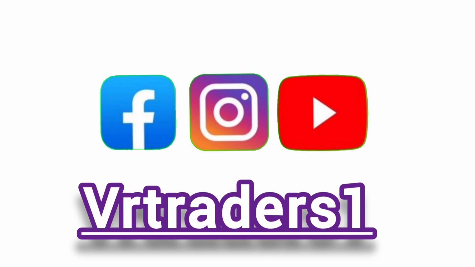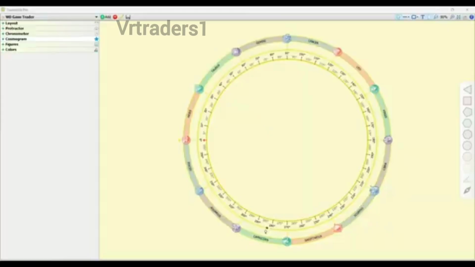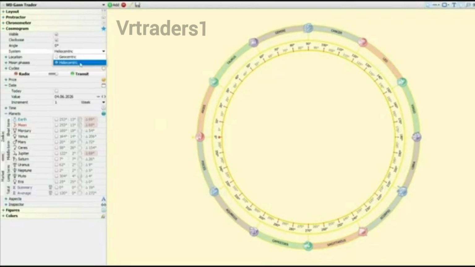So first of all, open the Gann application. First change the system from heliocentric to geocentric. Select the option of Venus from here. Here is our Venus planet, and go forward in dates. Here you can see that Venus is moving in clockwise direction.